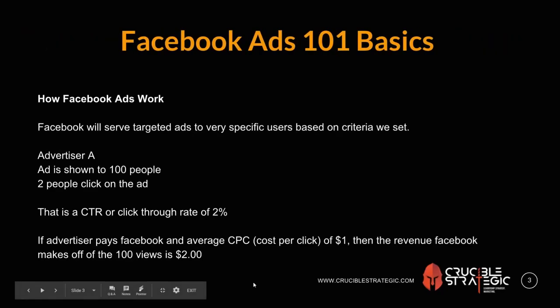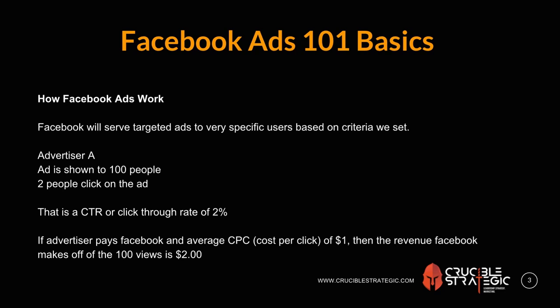All right, so real quick, Facebook Ads 101. This is the basics, okay? How do Facebook ads work? Okay, Facebook's gonna serve a targeted ad to a very specific user based on criteria that we set, okay? For example, advertiser A, his ad is shown to 100 people, okay? And 2 people click on that ad. That means that the CTR, or click-through rate, equals 2%. Okay, that means that for every 100 people, only 2 people clicked on the ad, and you're only charged for the 2 people that clicked on the ad.